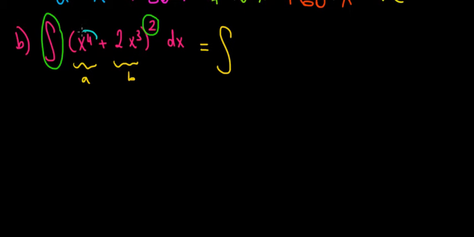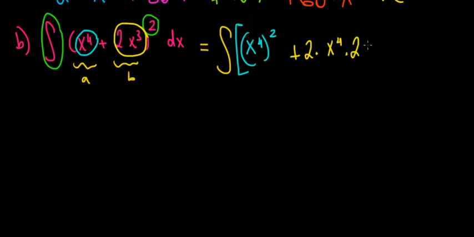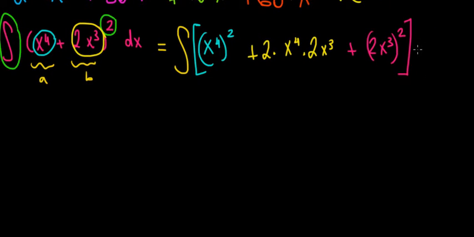So let's do that. That would be the first term to the power of 2. So we have x to the power of 4 to the power of 2. Let me just keep the brackets over here. Plus 2 multiplied with the first term, which is x to the power of 4, and multiplied with the second term, which is 2x cubed. So times 2x cubed. And then we do that also for b squared. So plus the second term, which is 2x cubed, all of it to the power of 2. We close the brackets, times dx, right? We're still integrating. So times dx, we have here dx.